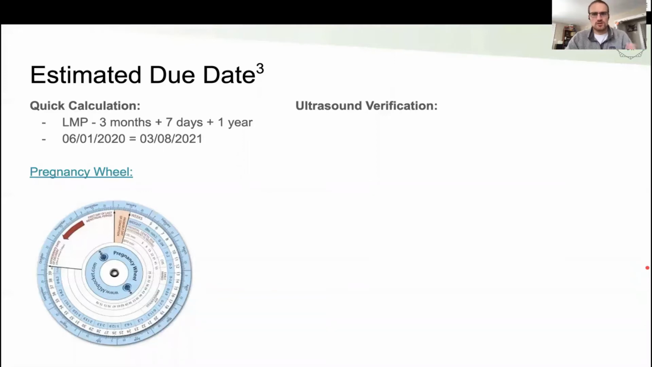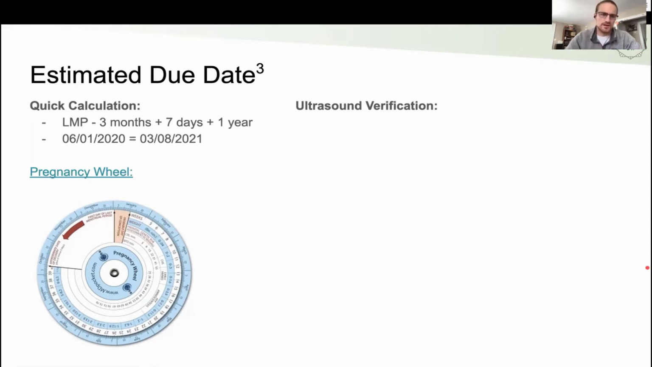So first and foremost, you have your estimated due date. A quick calculation for that is to take the LMP, subtract 3 months, add 7 days, and then give it a year. So for example, if mother's LMP was on 6/1 of 2020, you would subtract 3 months, which would be 3/1 of 2020. You'd add 7 days, which would be 3/8 of 2020, and you give it a year, which would be 3/8 of 2021.